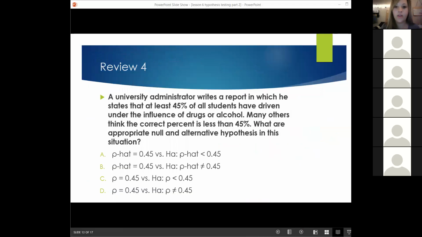Okay, a university administrator writes a report in which he states at least 45% of all students have driven under the influence of drugs or alcohol. Bad. Don't do it. Many others think the correct percent is less than 45%. What are the appropriate null and alternative hypotheses for the situation? So this is the practice writing null and alternative hypotheses. Let me know what you get.